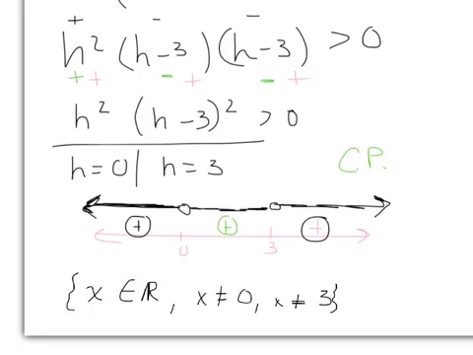Now, had it been greater than or equal to 0, they'd be shaded in, and it would have been just all real numbers. Again, if this was greater than or equal to 0 in this example, you shade these spots in, and it would be all real numbers. All right, try this one on your own now.